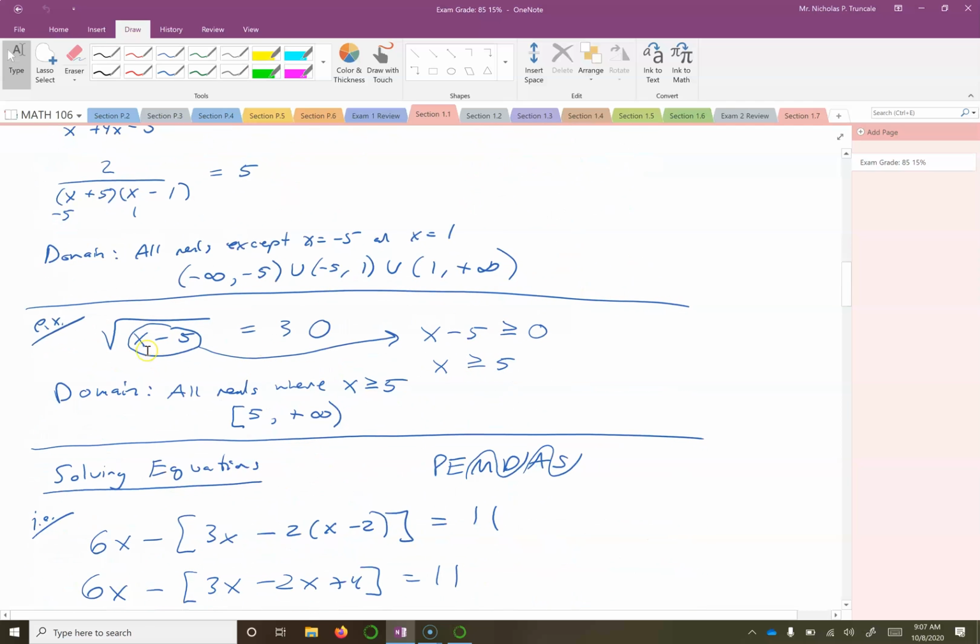And then the other type was if you have a square root. The thing underneath the square root symbol, so the radicand, has to be greater than or equal to 0. So in this one, we solved that x had to be greater than or equal to 5 in order for the solution to be real. So my domain was all reals where x is greater than or equal to 5. Okay?